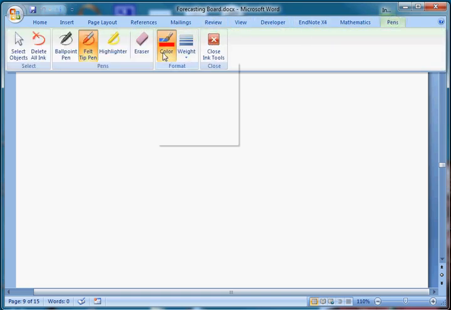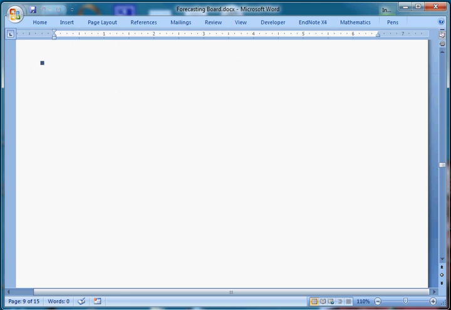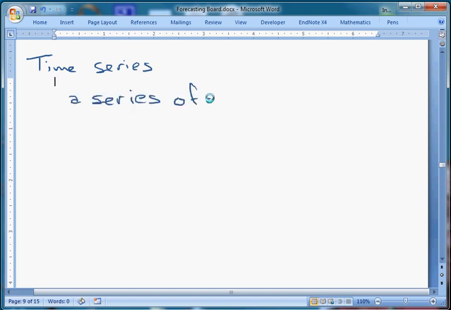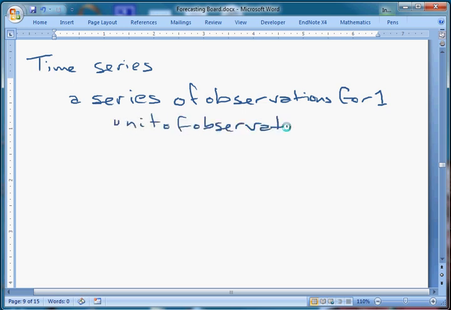Just to very briefly get us back into the mindset, in case you haven't been: when we talk about time series, we're talking about a series of observations for one unit of observation over a long period of time. We'll call these Y, the series Y, and we'll call time T. So we have y1, y2, period 1, period 2, and so on, until we get to the last period, y big T.